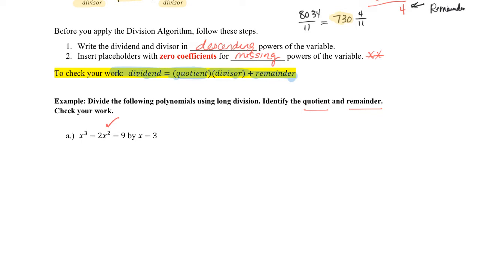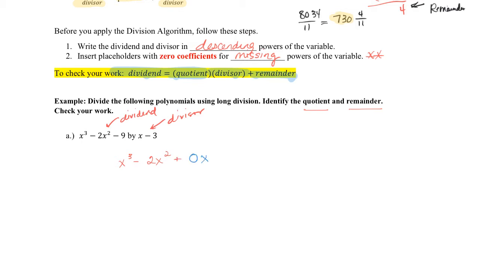So x cubed minus 2x squared minus 9, that's my dividend. x minus 3 is my divisor. So I'm going to rewrite this: x cubed minus 2x squared. Now remember, anywhere that I have a missing power, I'm going to put in 0 as a placeholder. And I'm very impressed that I remembered to do this because I never do.